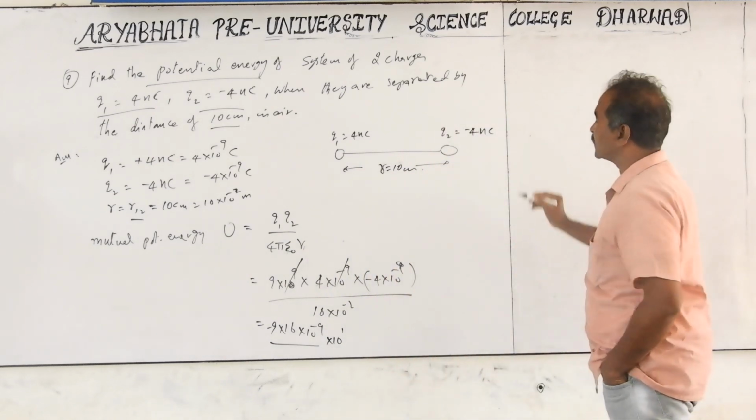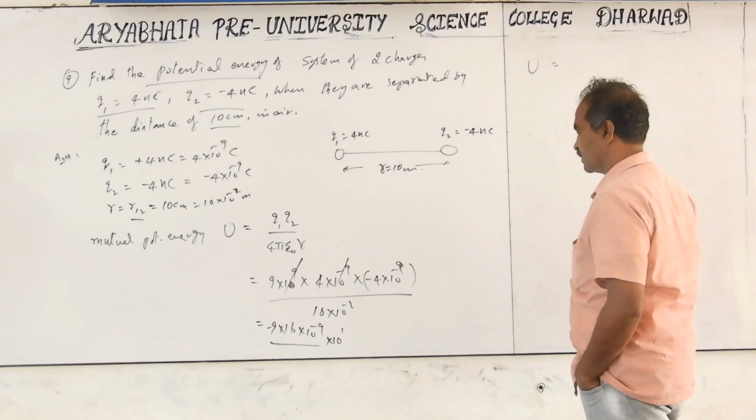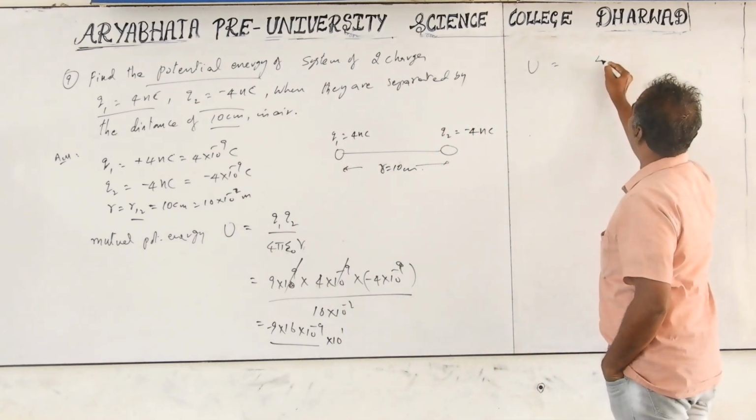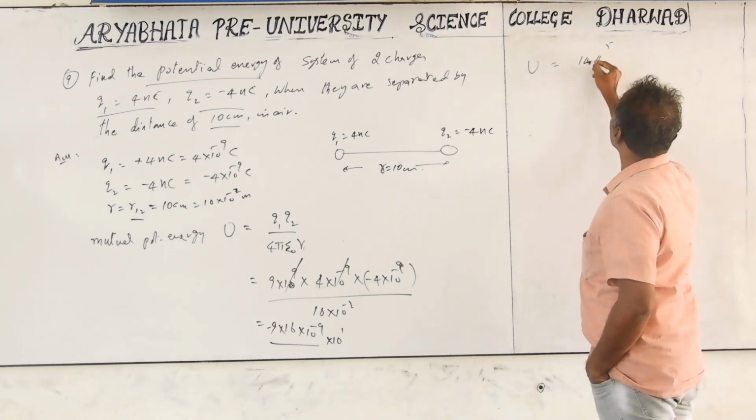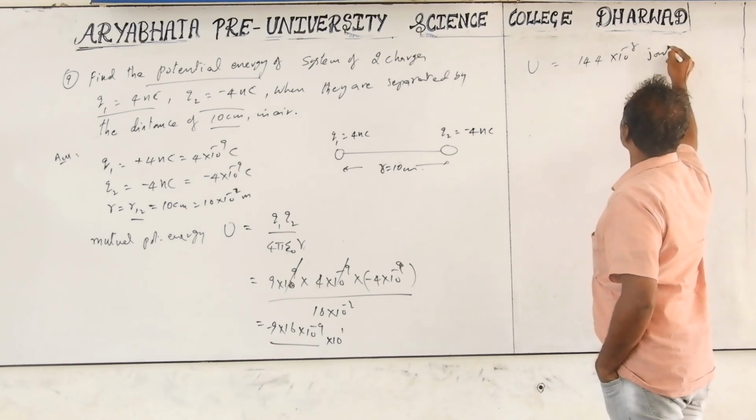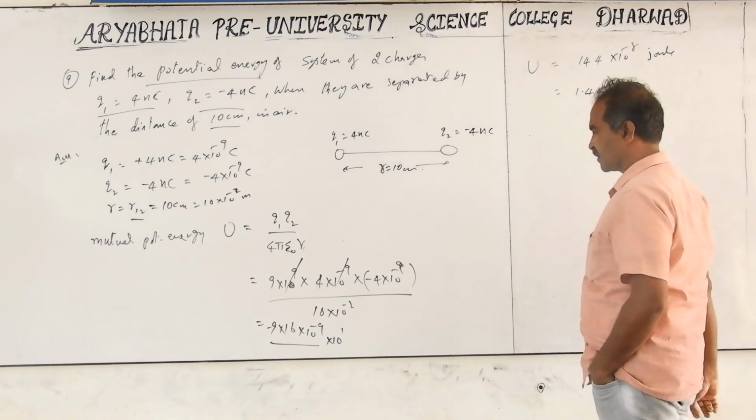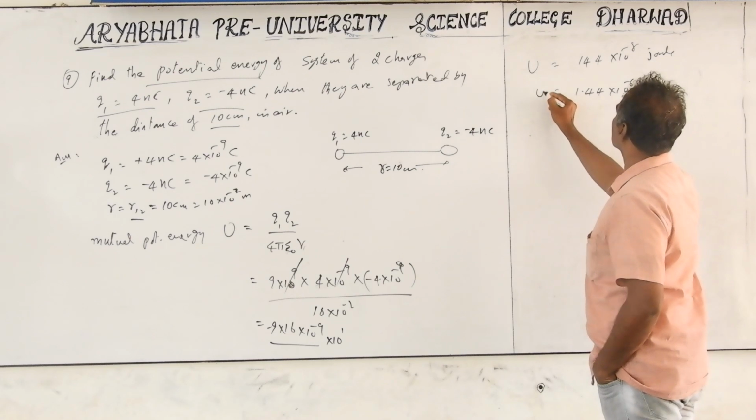So the potential energy U, or U12, is equal to this, which is 10 to the power of minus 8, times 144, into 10 to the power of minus 8 joules. That is minus 1.44 into 10 to the power of minus 6 joules, which is the energy.